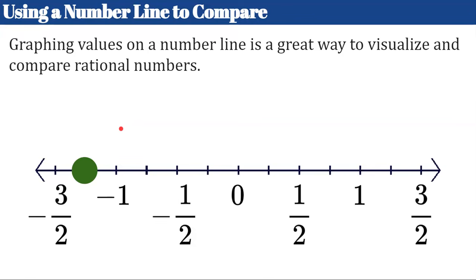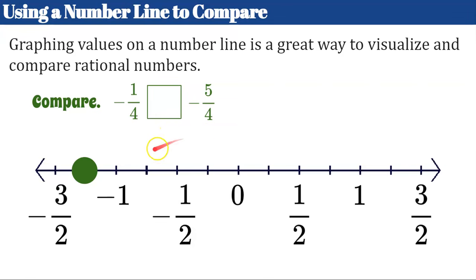Now we can use a number line to compare values. I have to compare -1/4 and -5/4. And when we compare, we use less than, greater than, or equal to. So let's graph our numbers. I have -1/4 graphed, so 0, -1/4, -2/4, -3/4, -4/4, -5/4. So there's our second value. So I have both values on the number line.